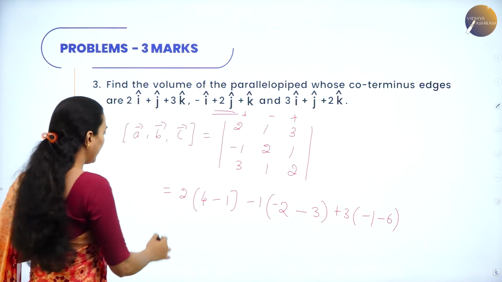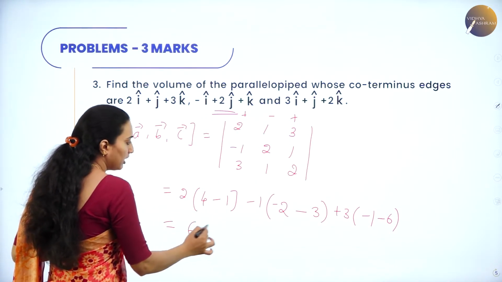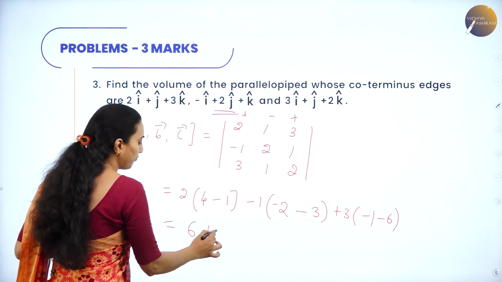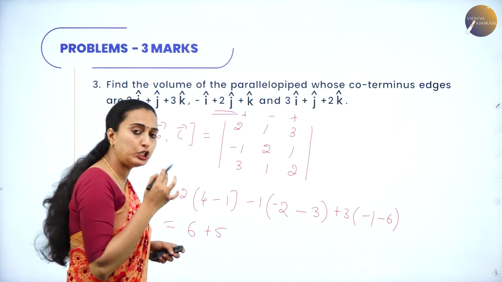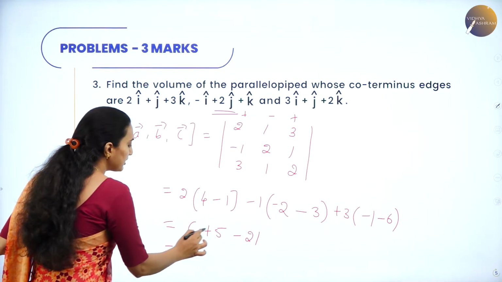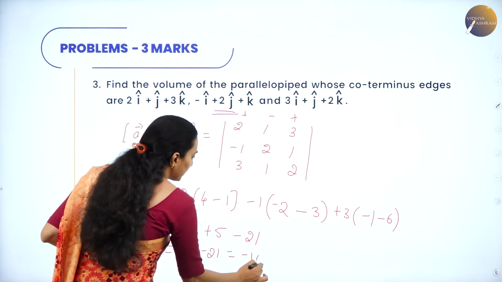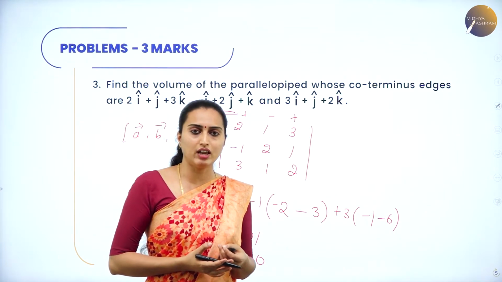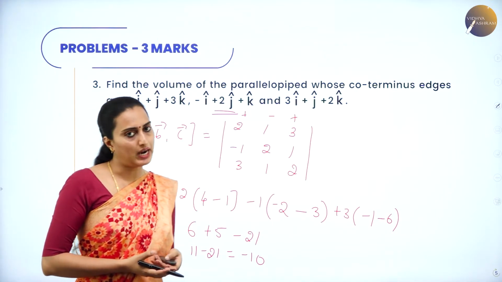So, therefore, after evaluating, 4 minus 1 is 3, 3 2s are 6. Minus 2 minus 3 is nothing but minus 5. Minus 5 into minus 1 is plus 5. Again, minus 1 minus 6 is minus 7. Minus 7 into plus 3 is minus 21. So, therefore, 6 plus 5 is nothing but 11. Minus 21 gives you the value minus 10. So if it is minus 10, it means the value is decreasing. That's it. So the volume of the parallelepiped is equal to minus 10.